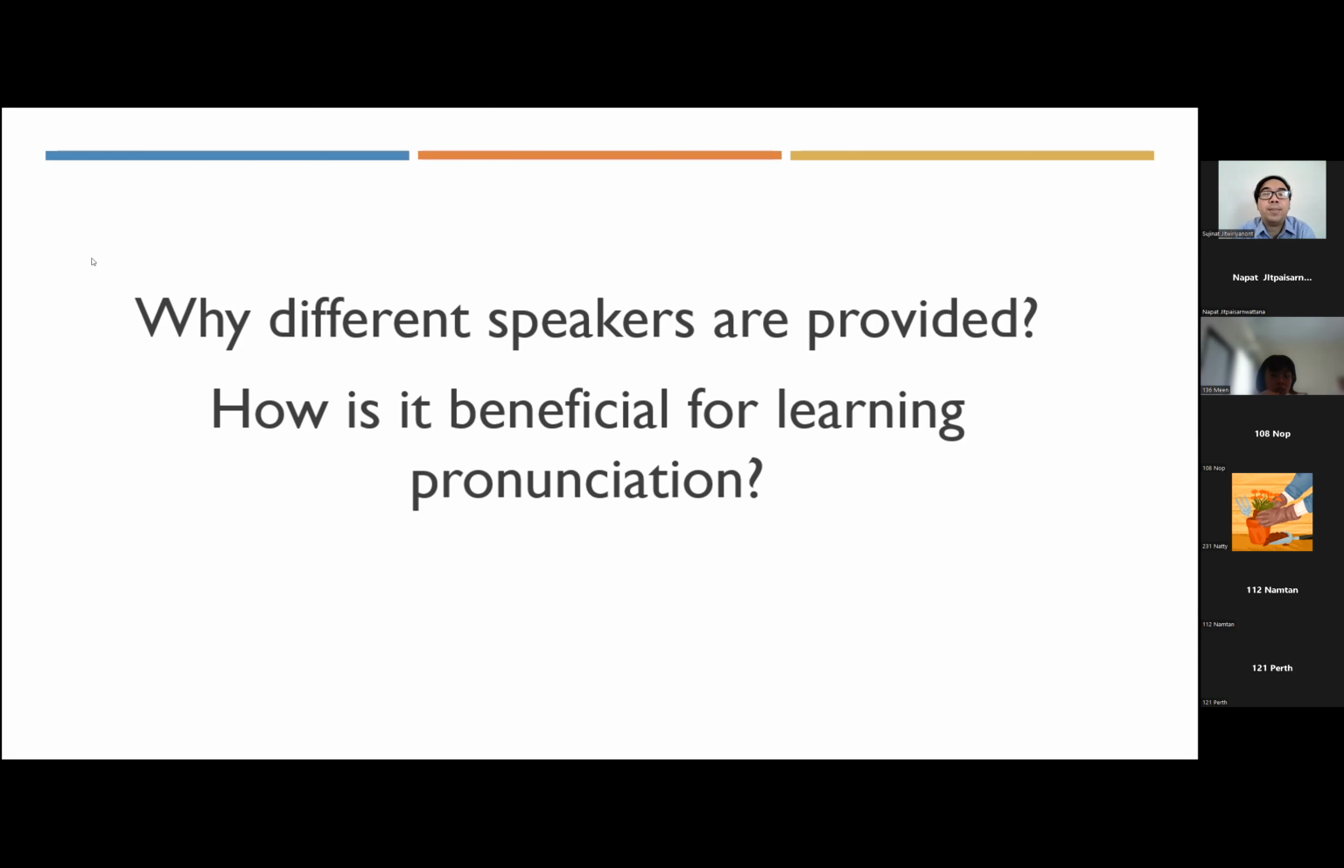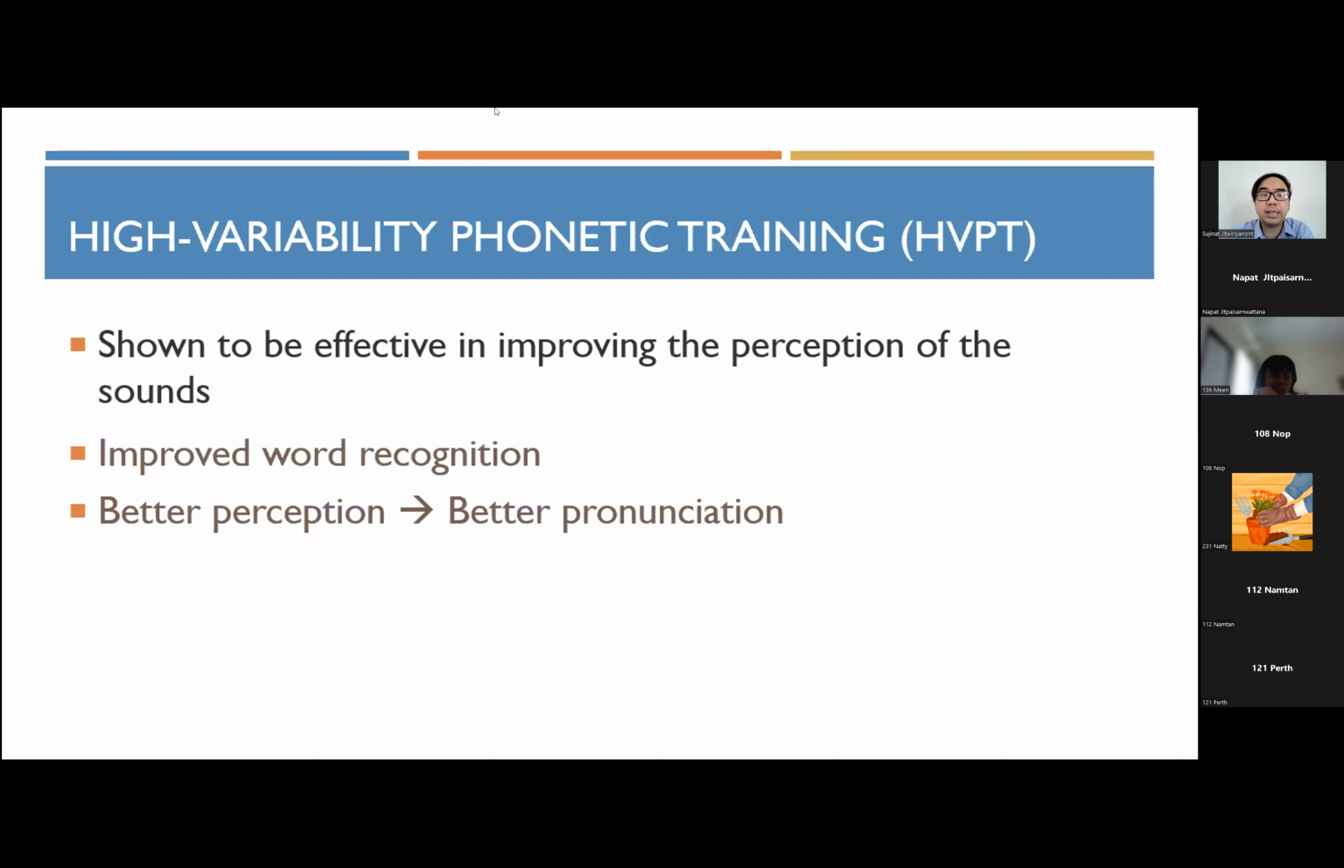So to have a good pronunciation, you have to have a good perception. And if you listen to different speakers producing the same text, it would be helpful for you to generalize the pronunciation. This is a very important concept of linguistics.